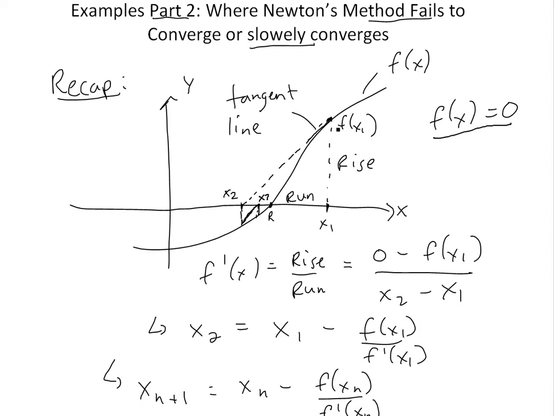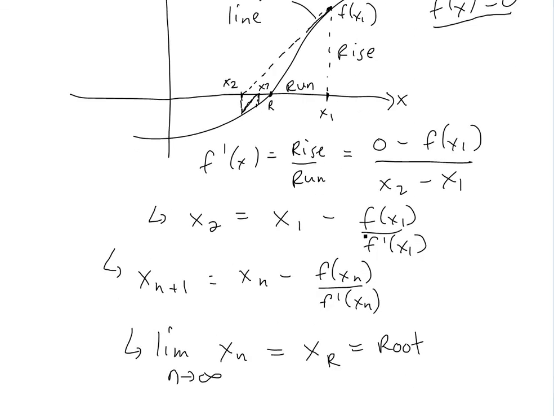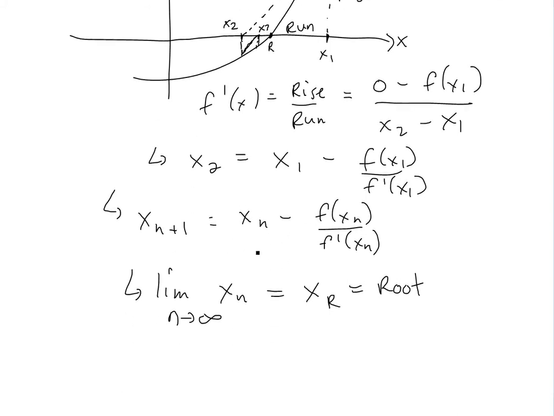And the derivative is just rise over run, so the derivative is equal to, well, 0 minus f(x1) divided by x2 minus x1. Rearrange this and you'll get something like this. Then put it into this form, xn plus 1, because it's an iterative process. For x3 this would be x2, so you'll get something like this. And then the limit as n goes to infinity of xn is just equal to, or roughly equal to, the root.